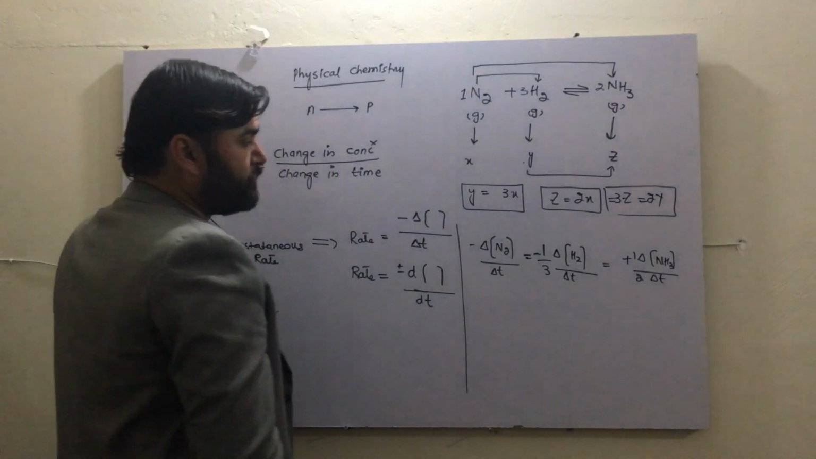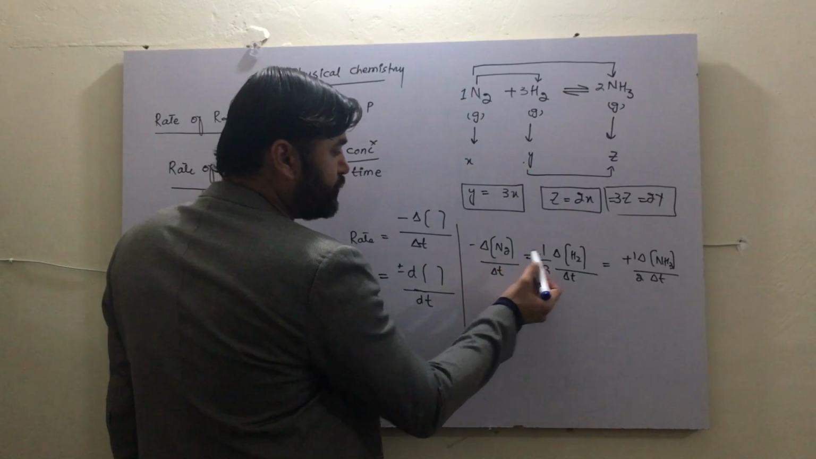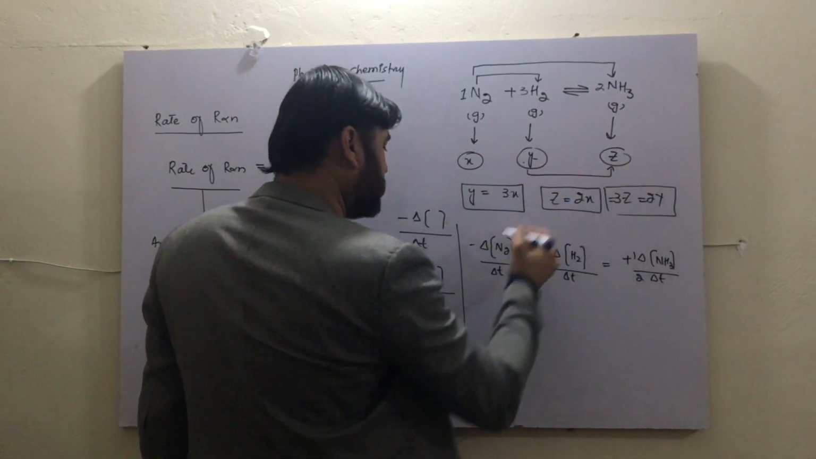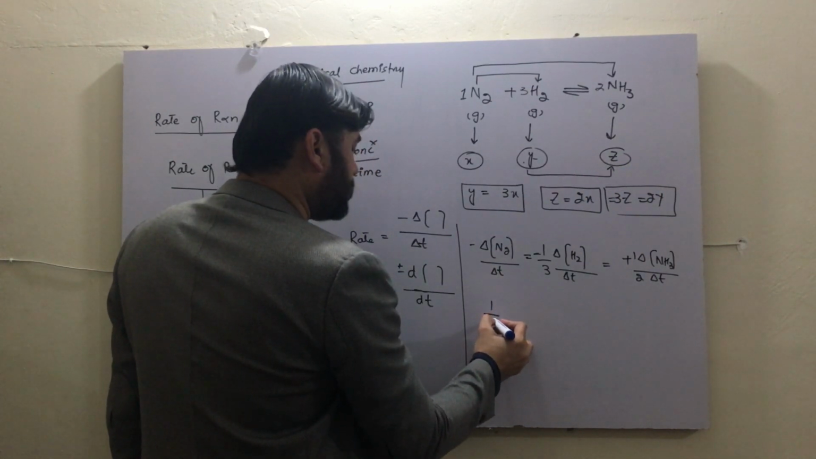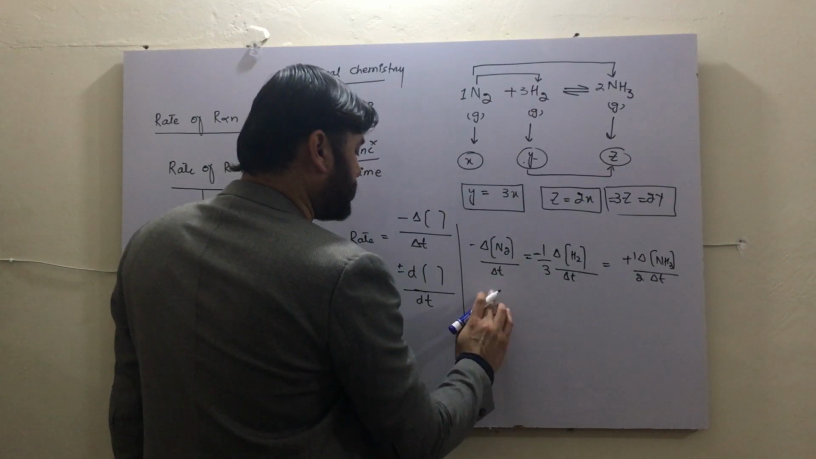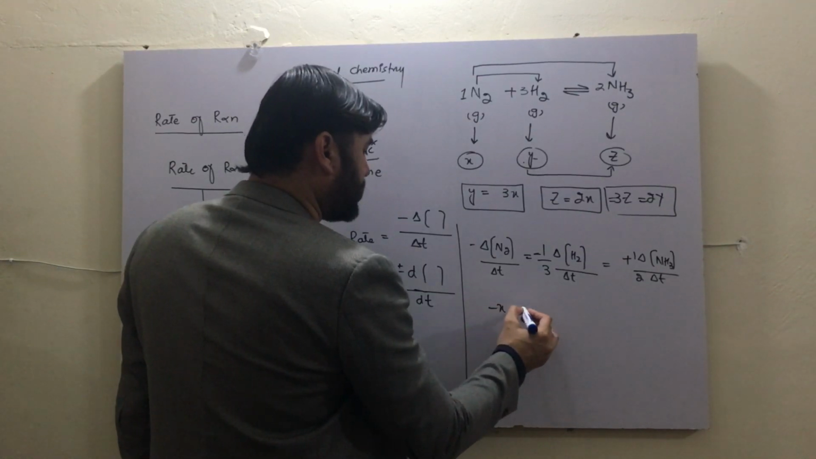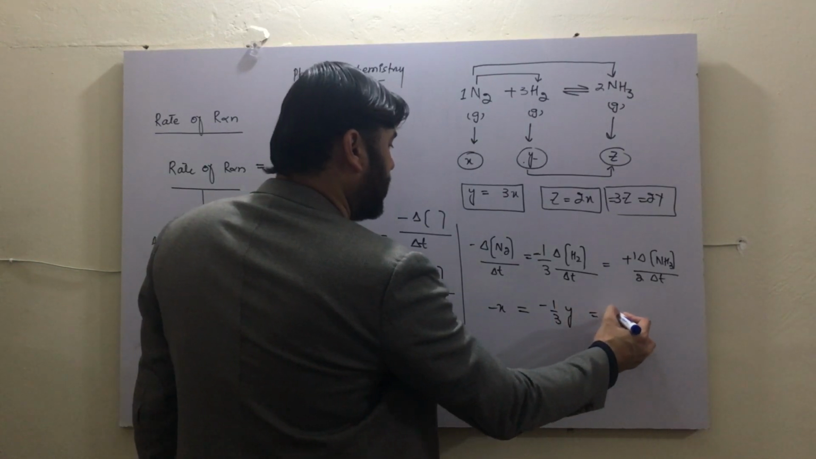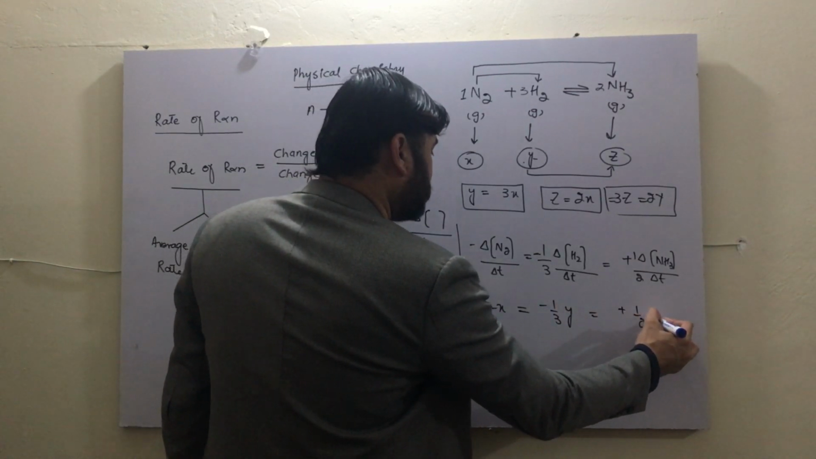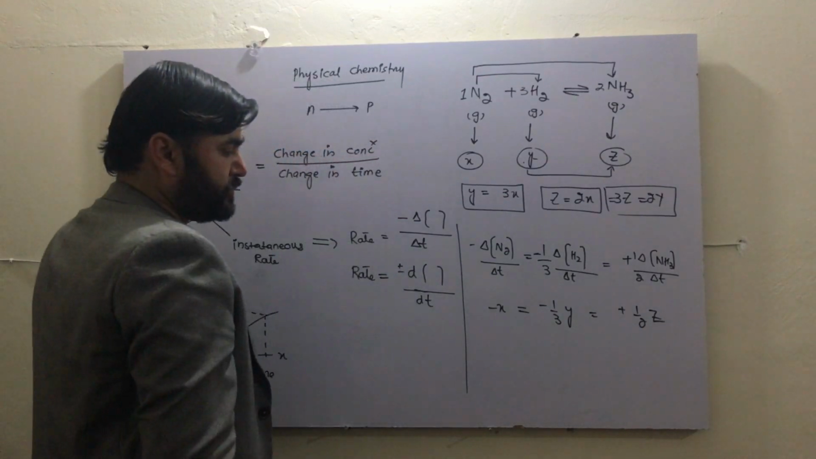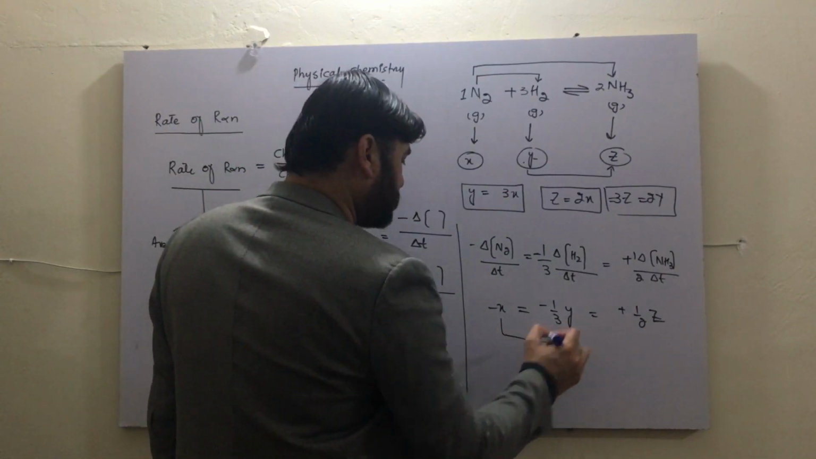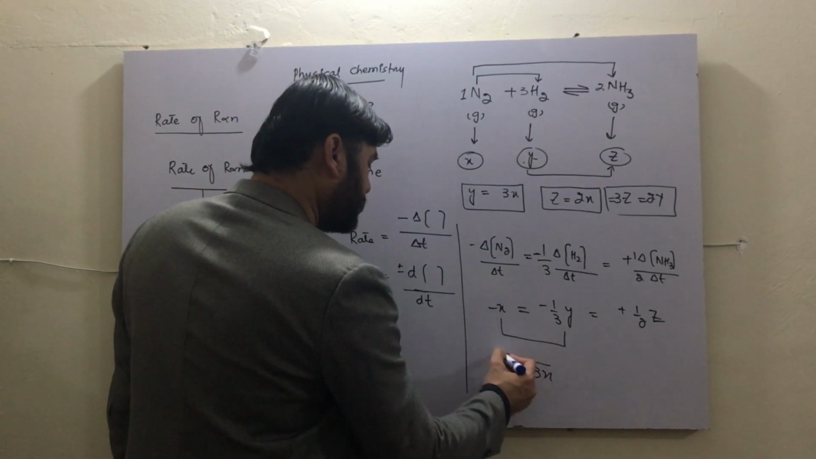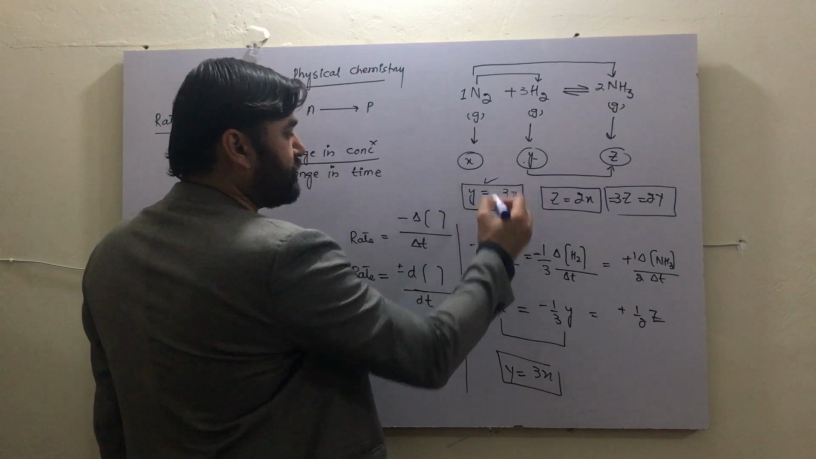Suppose in place of N2 and H2 we just place X, Y and Z. This reaction will be minus 1/x, minus x is equal to minus 1/3 y and plus 1/2 z. So if you compare these two, y will be equal to 3x, y is equal to 3x, this is our answer.